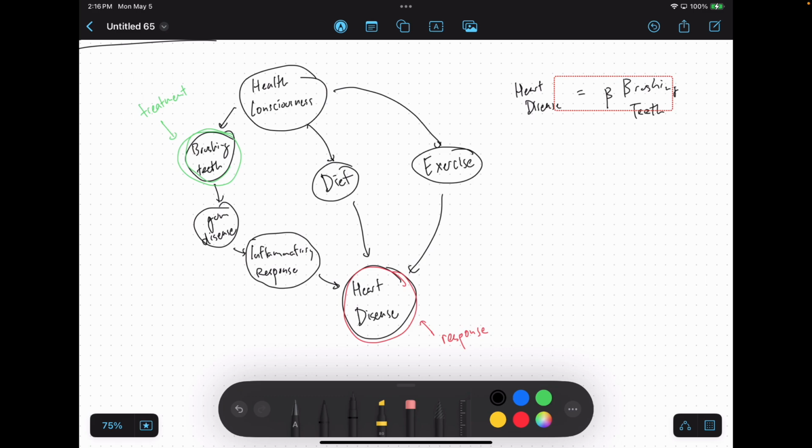Yeah, Christopher. There's a couple of mediators in the way. You've got gum disease and inflammatory response that are part of the path from your treatment to your response. Yes, except that if you control for a mediator, does that open the path or does that close the path? Could you explain again what you mean by control? You just mean like to hold it constant?